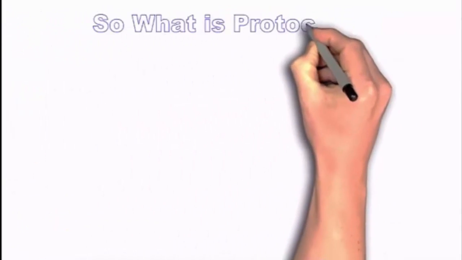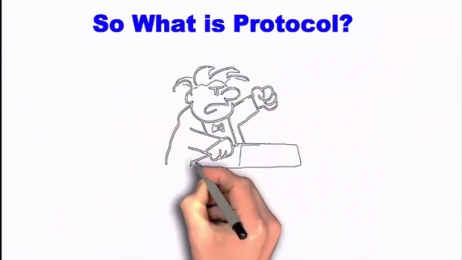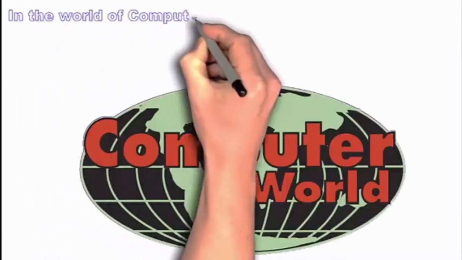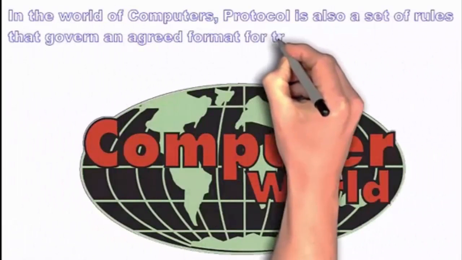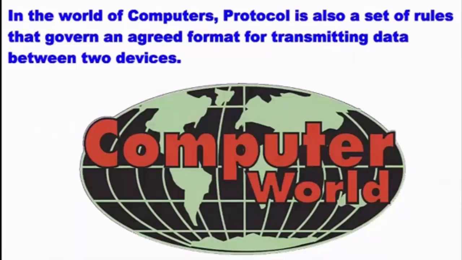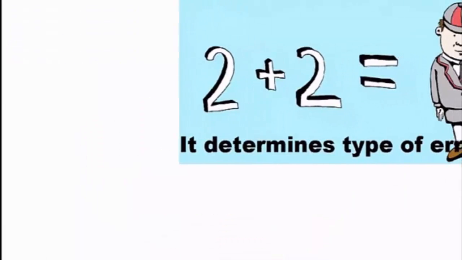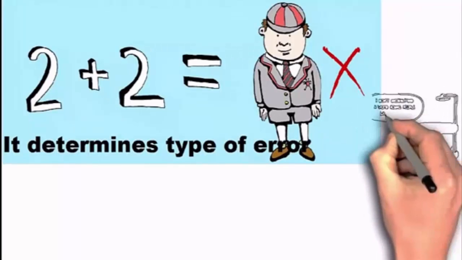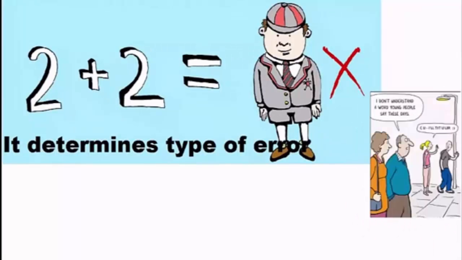So, what is a protocol? In the political world, it would mean the official procedure or system of rules governing affairs of state or diplomatic occasions. Well, in the world of computers, a protocol is also a set of rules that govern an agreed format of transmitting data between two devices. It determines the type of error checking and data compression used. It also agrees on a language and an engineer-set speed that the data is allowed to travel on the bus.